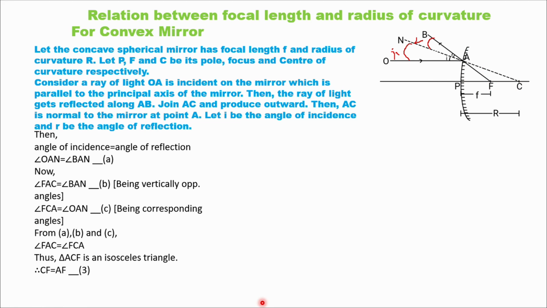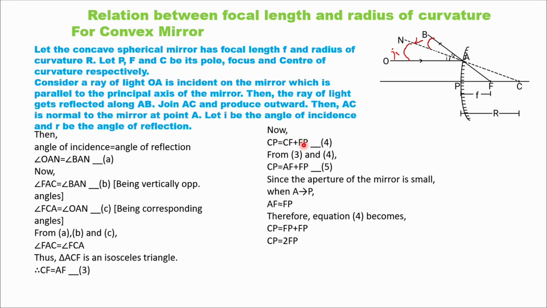So same relationship. Now CP means radius of curvature, equal to CF plus FP. Therefore, FP is equal to AF, because here also the same assumption. What is the assumption? A is an aperture, and the aperture is very near to the pole P. Therefore, AF is very nearly equal to FP or PF.